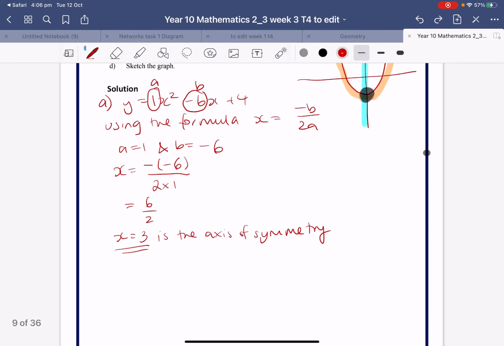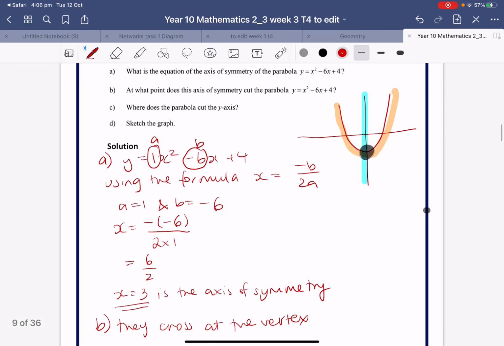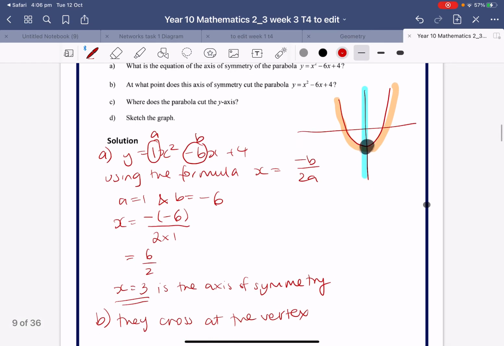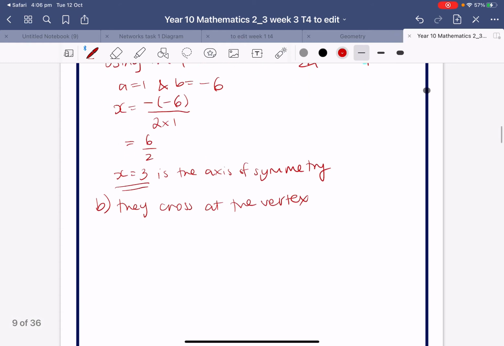Okay, so for B, they cross at the vertex, and it wants us to find that point. So let's find that. We know our x value is going to be 3, but what's our y value going to be? Well, we need to substitute x equals 3 into the equation.